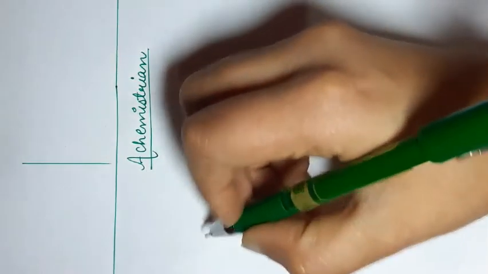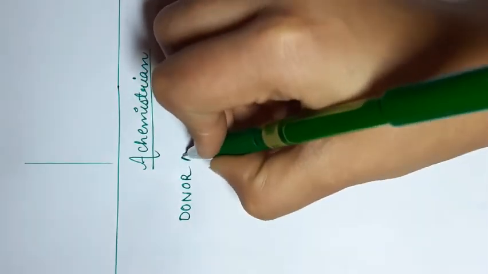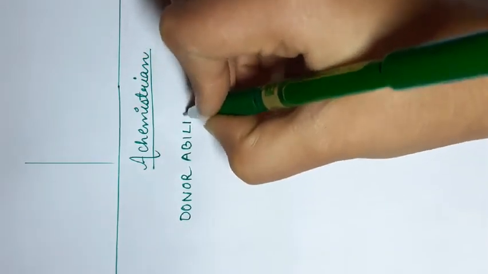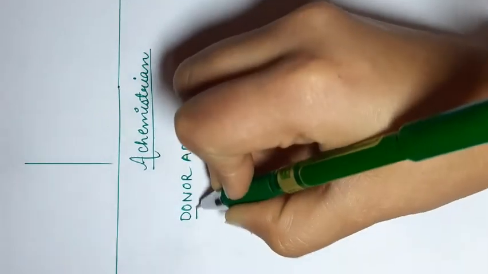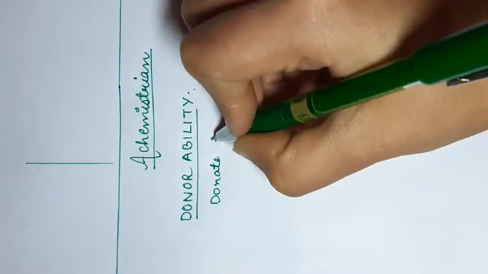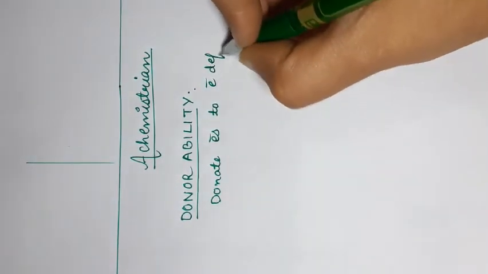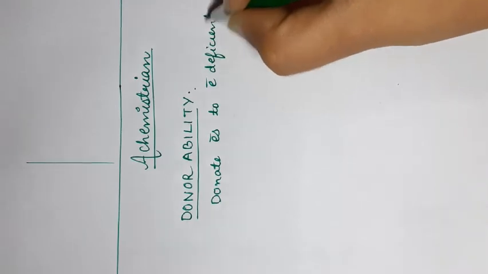So today I'm going to discuss some important terms and effects which one must know before starting to read organic chemistry. The first important concept is donor ability. What is donor ability? It is the tendency of an atom to donate electrons to an electron deficient atom.